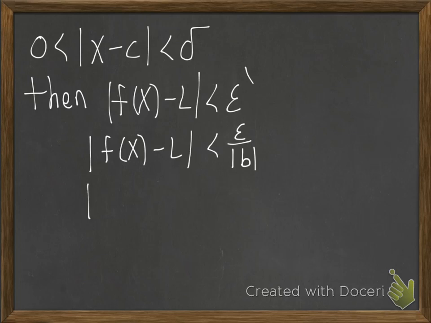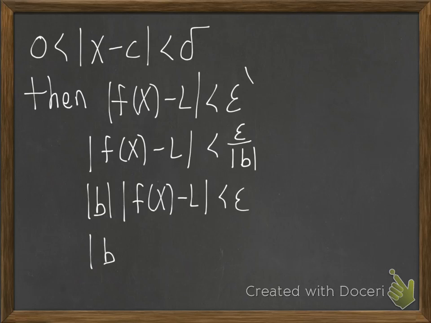And then that's the same as saying that absolute value of b times f of x minus L is less than epsilon. And then that is what we wanted. b times f of x, bringing that absolute value inside just like we took it out before, and b times L. Absolute value of that is less than the epsilon that we started with.